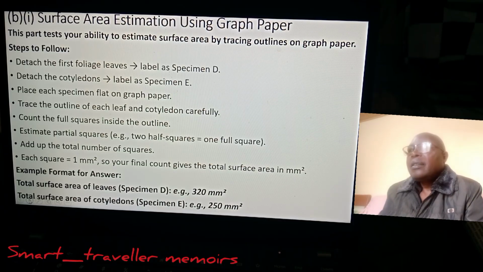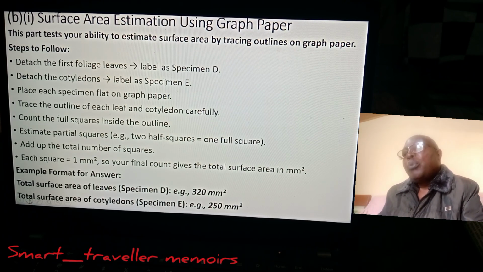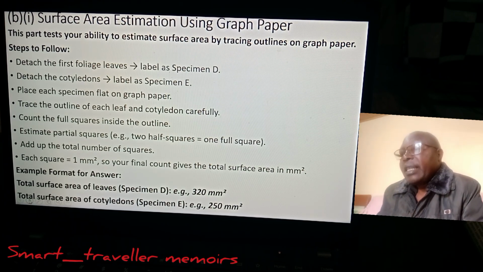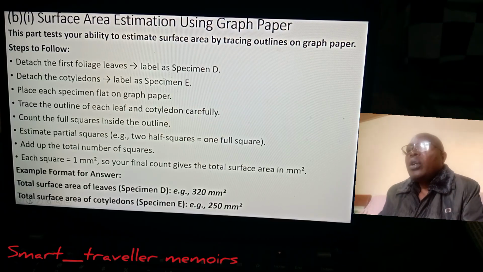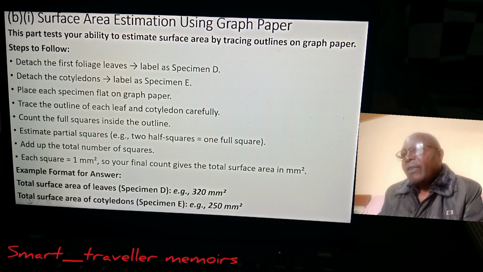I think you would like the way I put what I've given as the marking points of the council clearly for your own revision purposes. So this part tests your ability to estimate surface area by tracing outlines on graph paper.